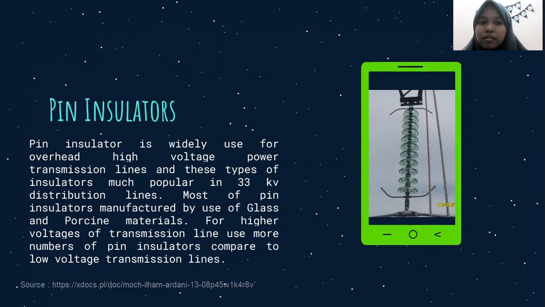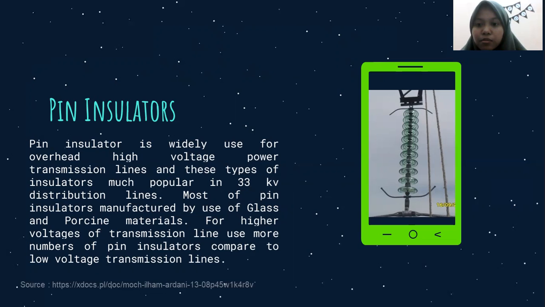There is a type of insulator. Number one is the pin insulator. Pin insulators are widely used for overhead high voltage power transmission lines, and this type of insulator is very popular in 30 kV distribution lines. Most pin insulators are manufactured using glass and porcelain material. As we can see in the right picture, there is a pin, glass and porcelain material.